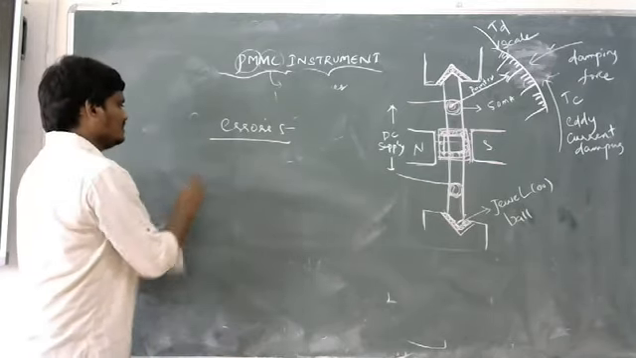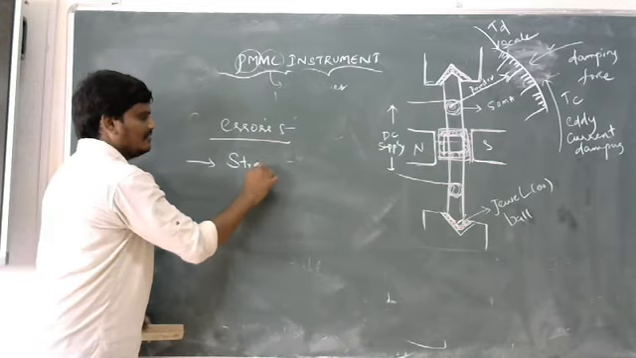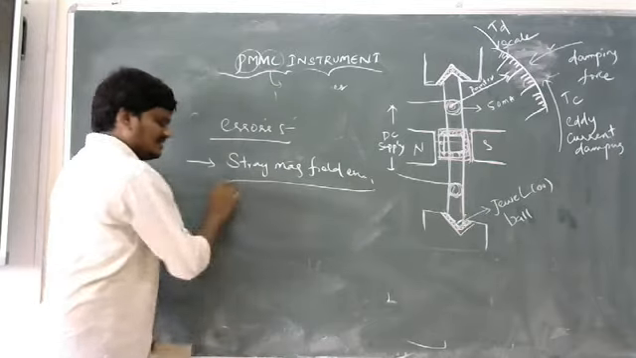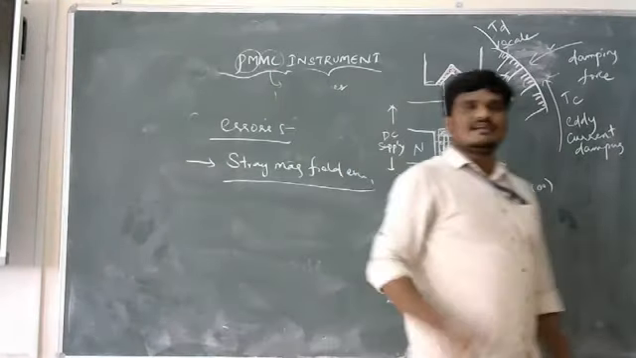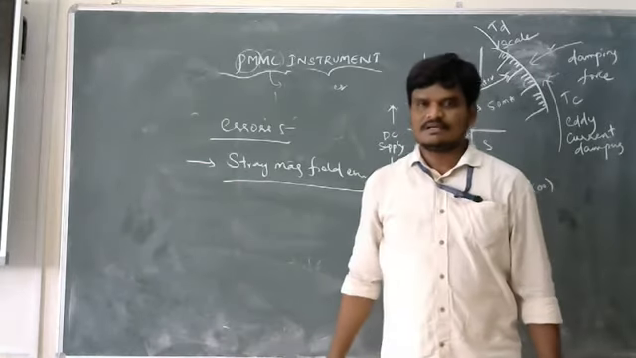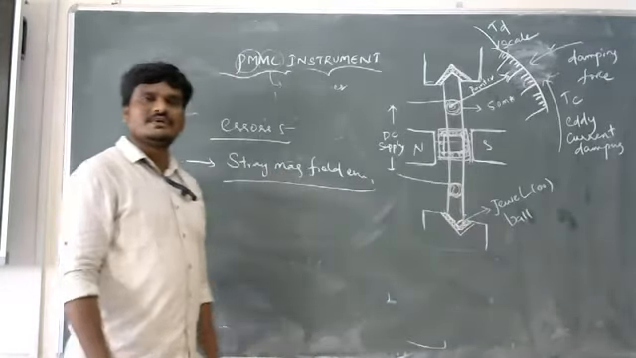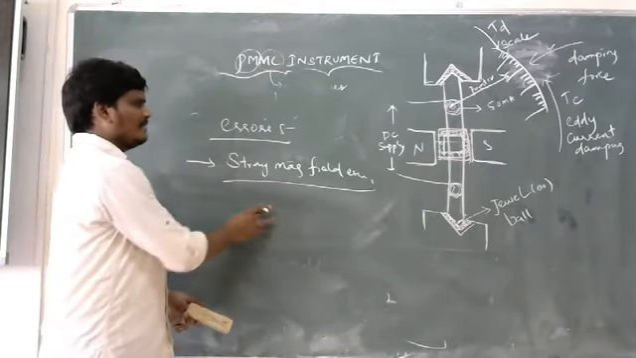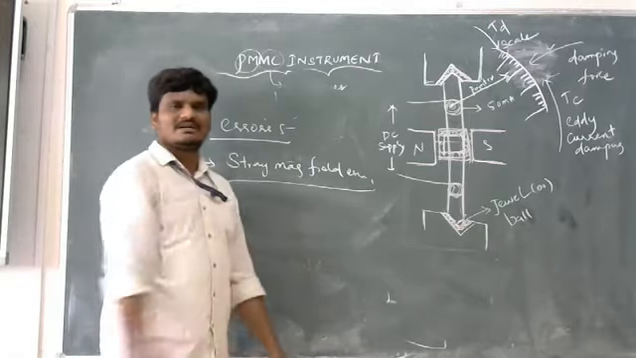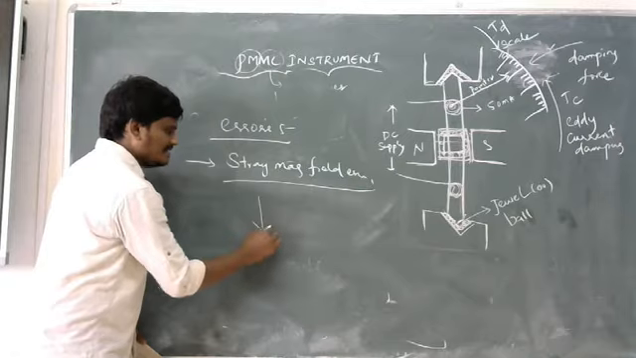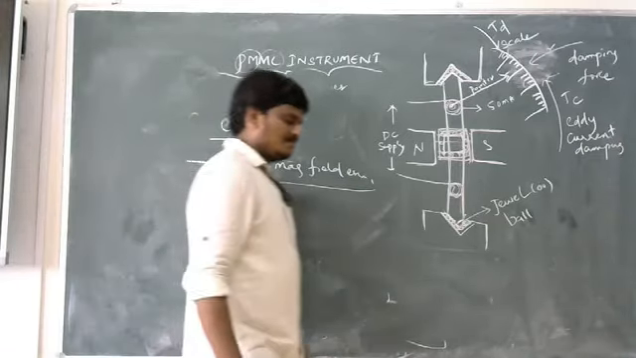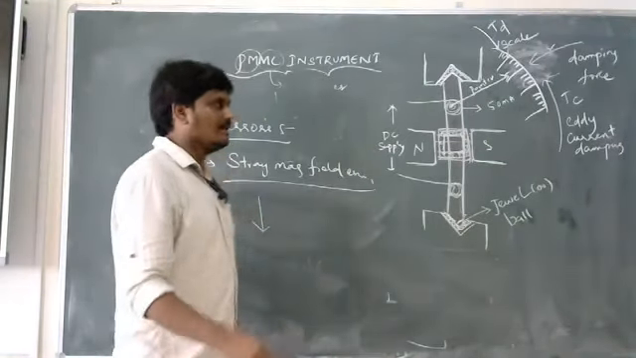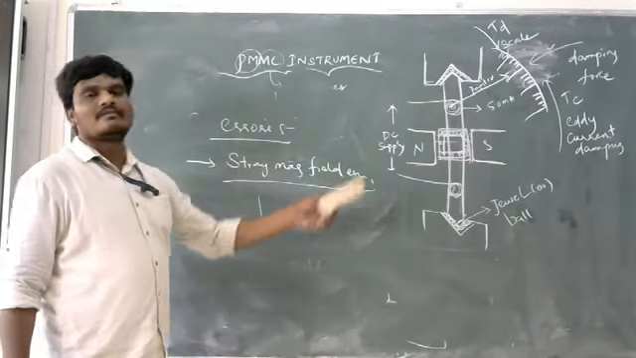Now coming to the next type of error, that is stray magnetic field error. The stray magnetic field errors are mainly due to external magnetic fields. But the value of the stray magnetic field error is somewhat less in the case of a PMMC instrument, because of the use of a strong magnetic field.